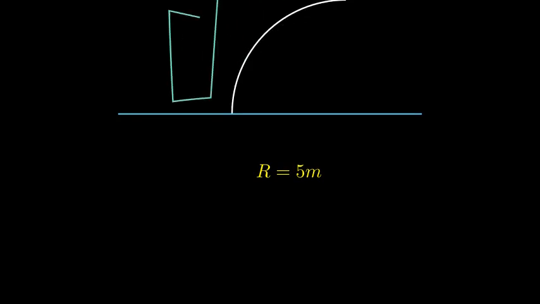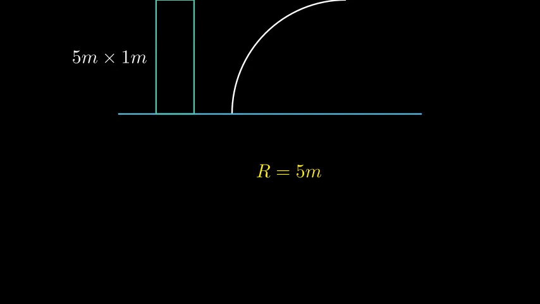Let's apply this to a real scenario: a circular quadrant gate in a dam with a radius of 5 meters. Step 1, the horizontal force. If we project this gate, we see a rectangle 5 meters high and 1 meter wide. The center of this rectangle, its centroid, is halfway down at 2.5 meters below the surface. Plugging in our values, density, gravity, depth, and area, we get a horizontal force of 122.63 kilonewtons.